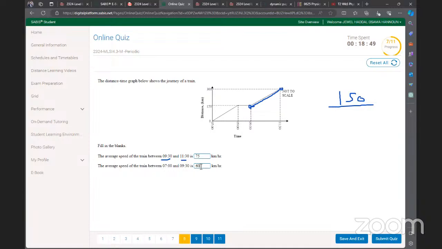And from 7 to 9:30. So from 7 to 9:30, we get the slope of this line. So it will be 60.